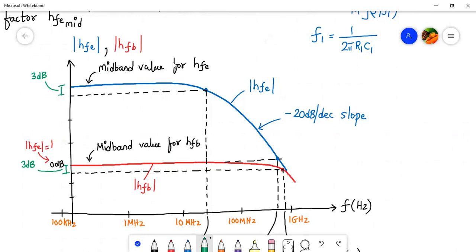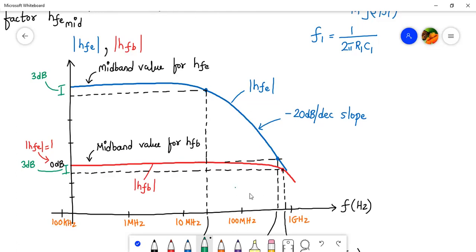So this is the midband value for HFE, right? And this is the frequency response, the current gain versus the frequency. And it's falling at a rate of minus 20 dB per decade. As you can see, this is a higher frequency also. This is not a few hertz. This is 100 kilohertz, and you're going higher and higher.